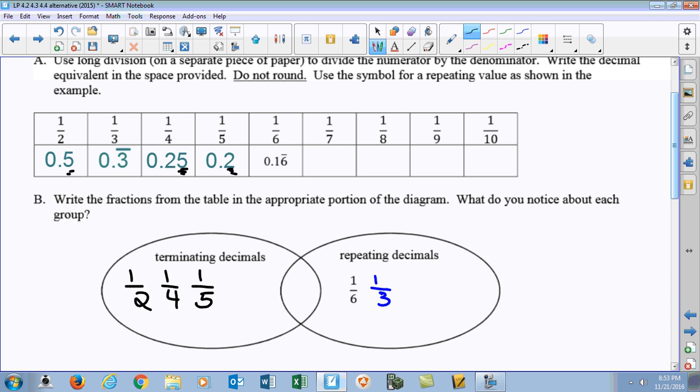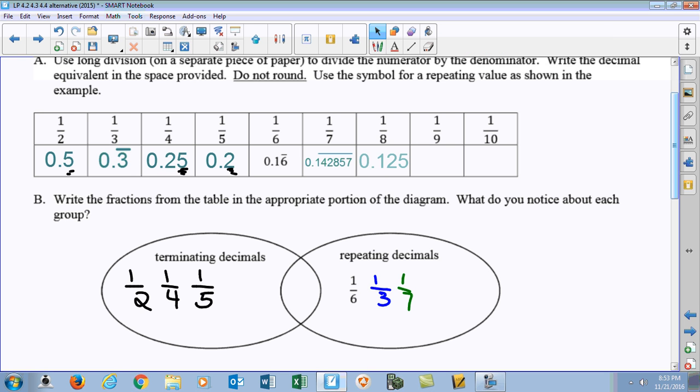All right, 1/7. This is a doozy. This didn't repeat till you got to the 7th decimal place and it started to work itself over. So there's a line over 6 digits: 1, 4, 2, 8, 5, 7. That is obviously a repeating decimal. So this is 1/7 right here.